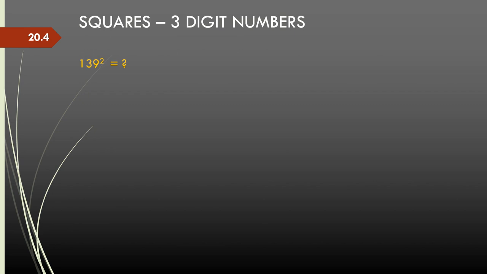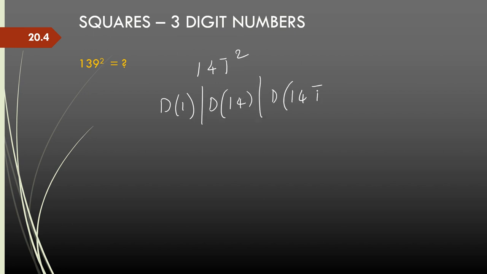Now with some practice I can avoid writing all the parts and write the answer from left to right as well. I can also use vinculums. For example, I am looking at 139 square. In vinculum that will be 1 4 bar 1 square. Now we go duplex of 1, then duplex of 1 4, then duplex of 1 4 bar 1, then duplex of 4 bar 1, and duplex of bar 1. These are the parts. I will start writing left to right as if I am calculating left to right.